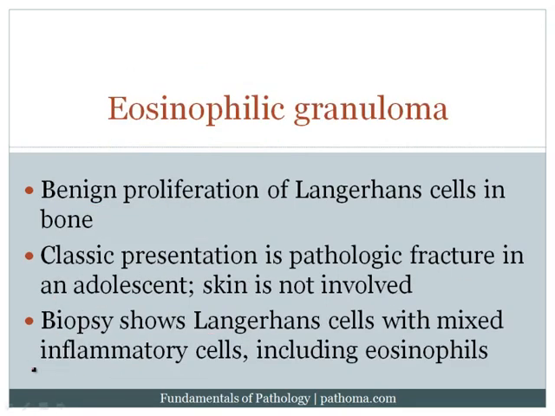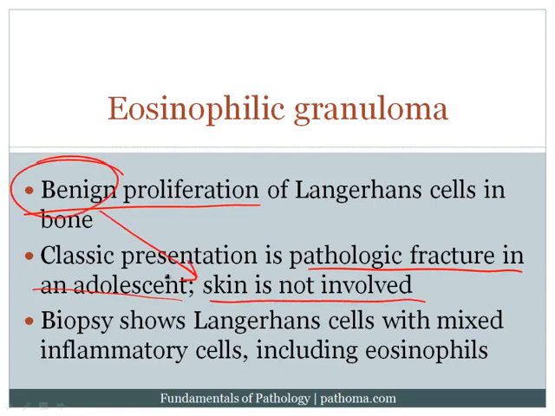Eosinophilic granuloma does not have a name in the disease name, and so therefore it's a benign proliferation. Again, that's my little way of remembering it. The classic presentation is a pathologic fracture because it usually involves bone, usually presents in an adolescent. The skin is not involved. It's benign, so the skin would not be involved. And the biopsy is going to show Langerhans cells with abundant eosinophils, and that's why it's called eosinophilic granuloma.